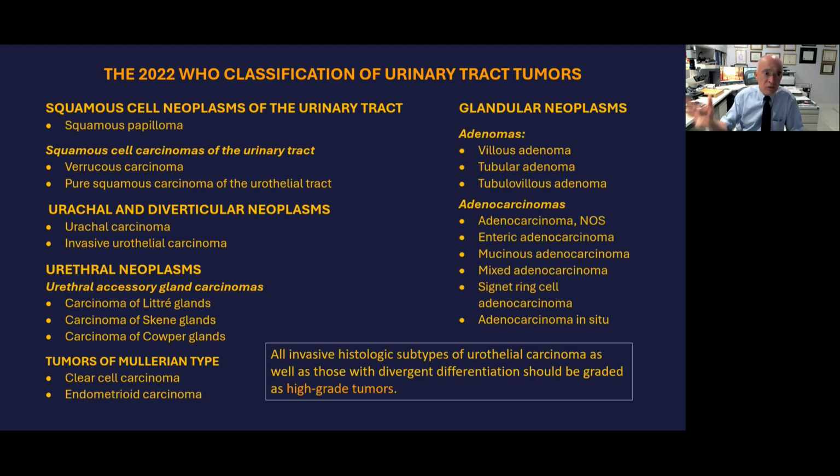That is going to have a significant impact on the therapy and the prognosis. And then we have all the other pure cancers like squamous papillomas that are only of squamous origin, verrucous carcinoma, pure squamous cell carcinoma of the urinary tract, etc. And the same for the urachal and urethral neoplasms, the Mullerian types, and also the glandular neoplasms. All these cases have histological subtypes, and they are basically considered high-grade tumors.